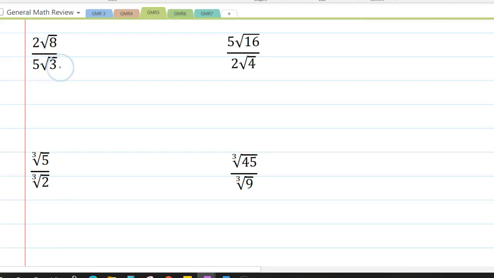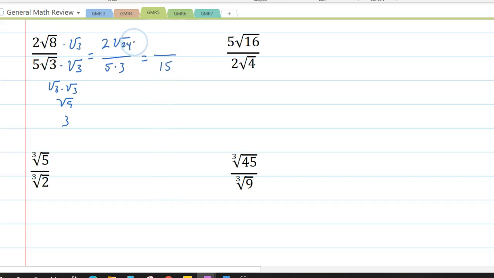Let's look at a few more. I have the square root of 3 on the bottom, so I'm going to multiply by the square root of 3. I don't need to multiply by the 5 because the 5 is perfectly fine down there. I simply need to get rid of that radical, and the only thing in the radical is the 3. Whatever I do to the bottom, I also do to the top, times the square root of 3. That gives me 2 square root of 24 on the top, and on the bottom, well, I know that square root of 3 times square root of 3 is the square root of 9. The square root of 9 is simply 3. That's why we're doing this. That gives me 5 times 3, which is 15.